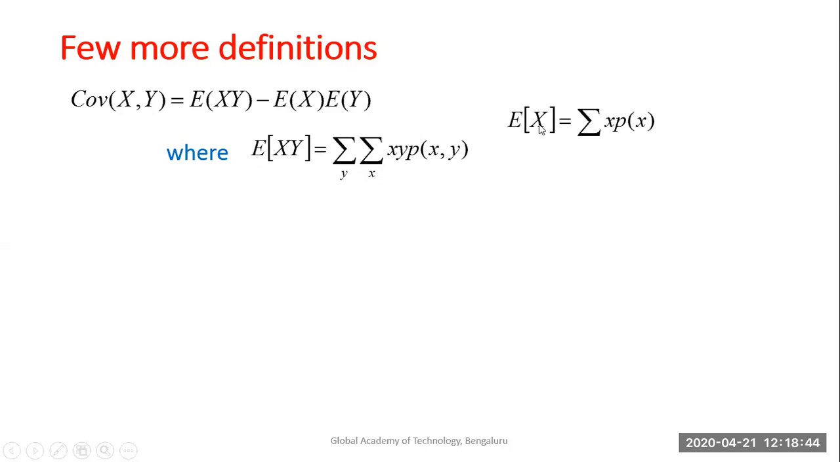Similarly, the expected value of x is the summation x into p of x. The expected value of y is the summation y into p of y.